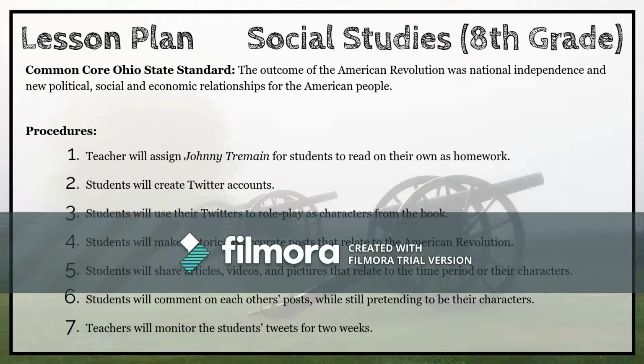My first lesson is for an 8th grade social studies class. It aligns with the Ohio Common Core State Standard. In this lesson, the students will have read Johnny Tremain on their own. The teacher will then assign each student a character from the book.